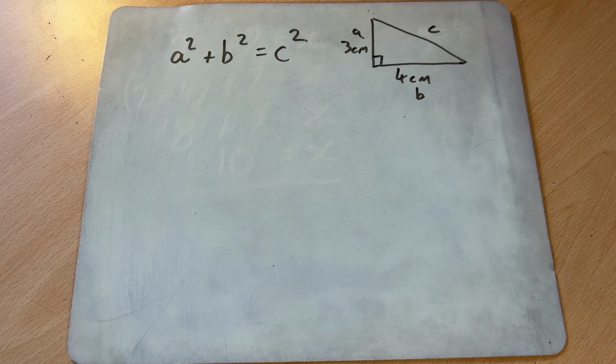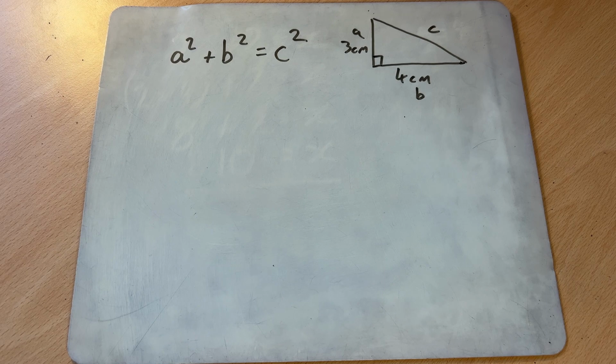But here we're going to have a look at a formula which hopefully you should recognize. A squared plus b squared equals c squared. This is the Pythagorean formula. This is one we use to work out the hypotenuse, the longest side, in a right angled triangle.